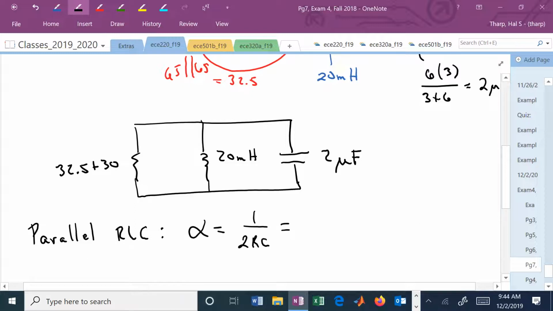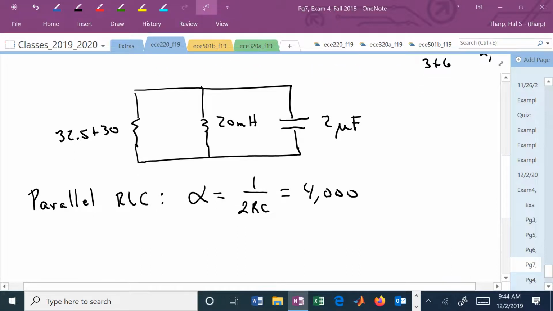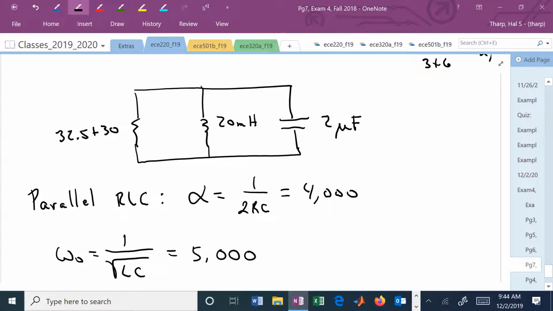And if you plug in the numbers, you end up with 4,000. Omega naught, with that L and that C, you end up with 5,000. And now you could do a sanity check. Is this really what you need? If they're asking for a damped frequency, you now want omega naught to be bigger than alpha, or omega naught squared is bigger than alpha squared. And it is.